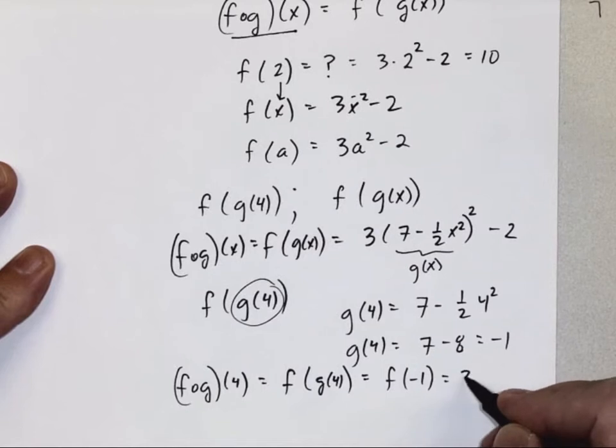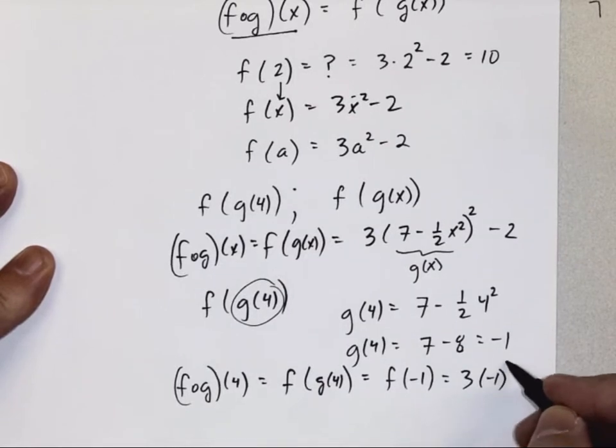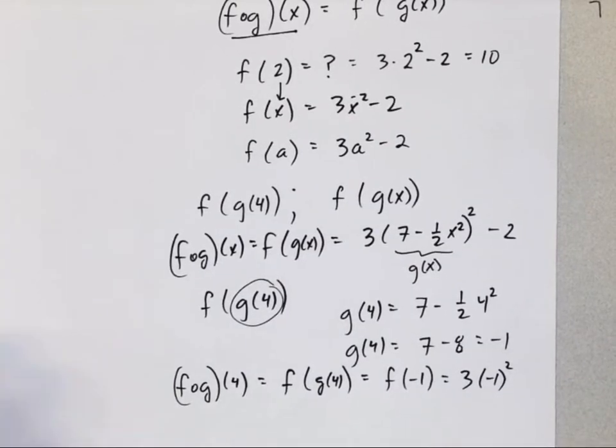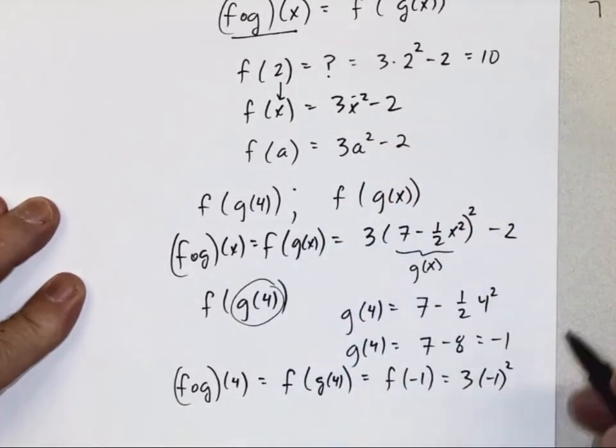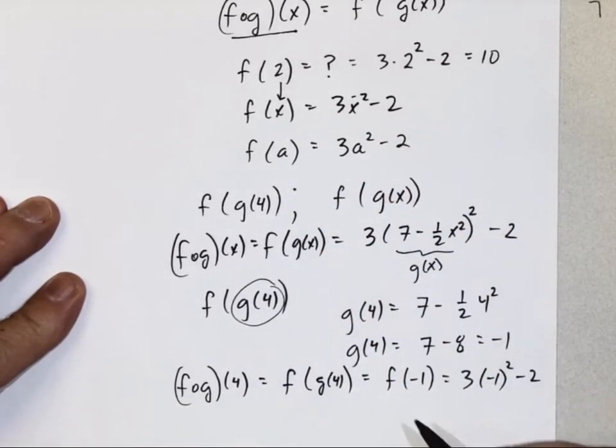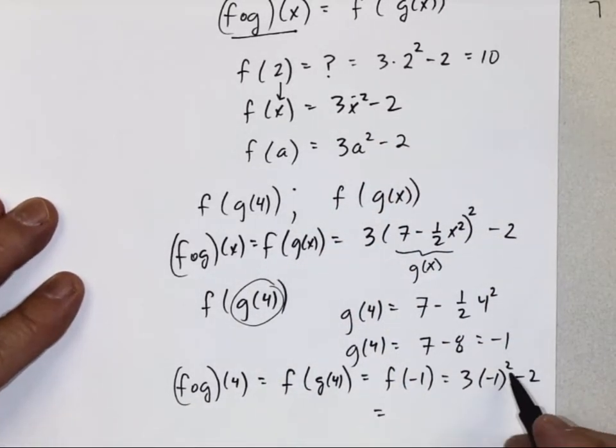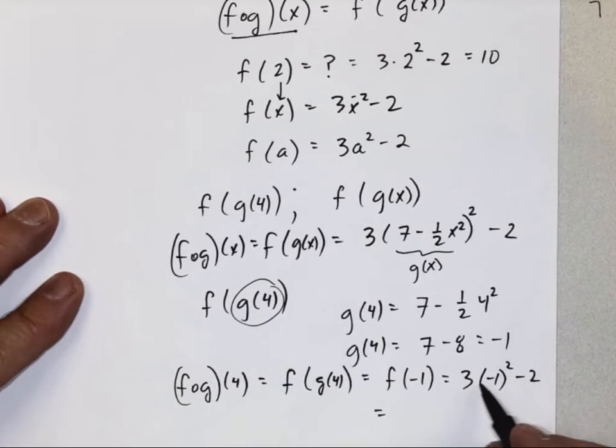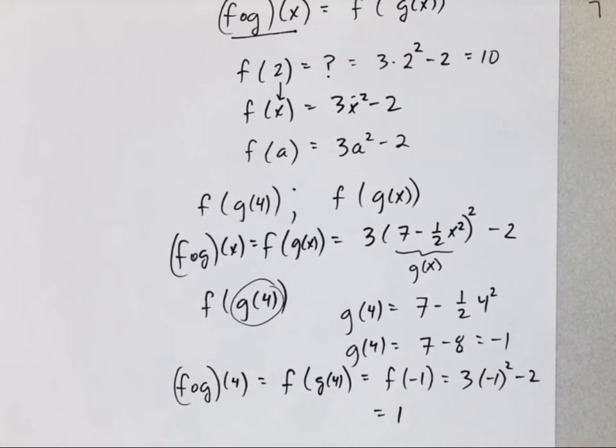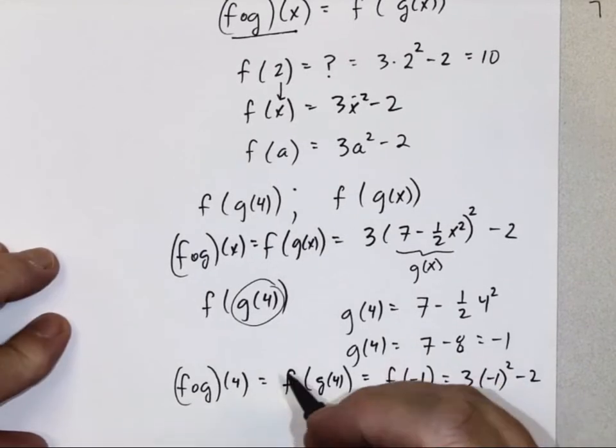So 3x squared becomes 3 times minus 1 squared, and minus 2. This is 1. 3 times 1 is 3. Looks like this whole thing equals 1.